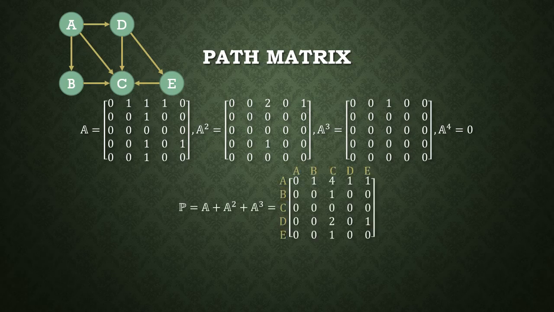Now the path matrix is the summation of A, A squared and A cubed. This is simple matrix addition. The path matrix shows all paths present in the graph.